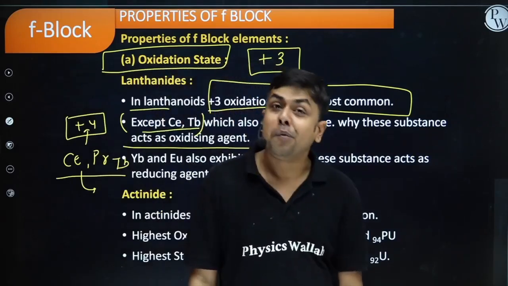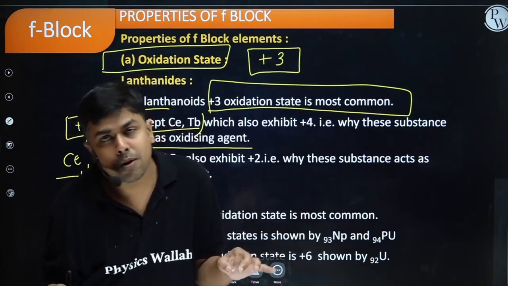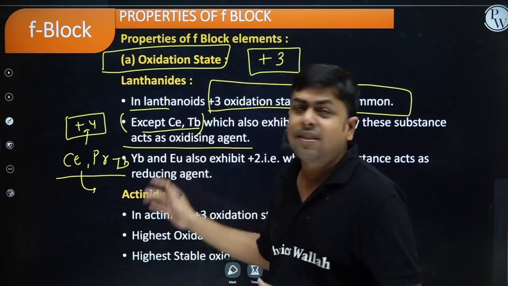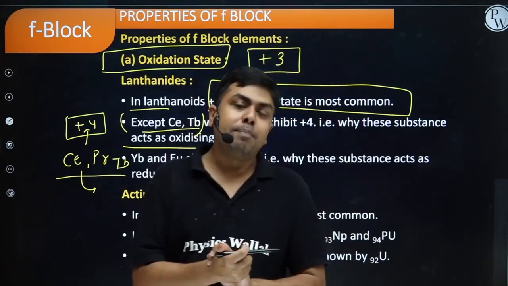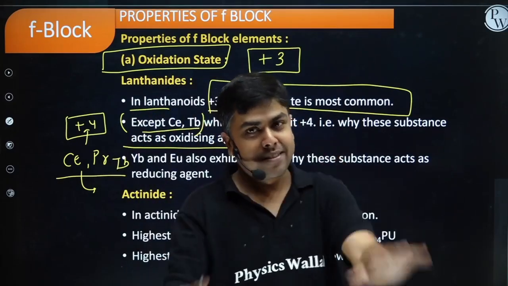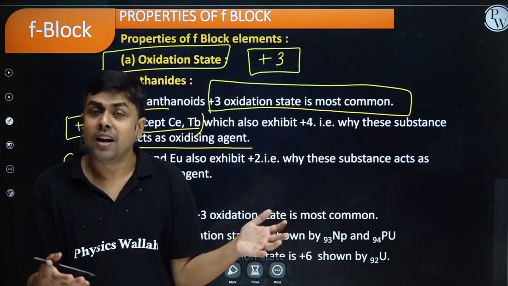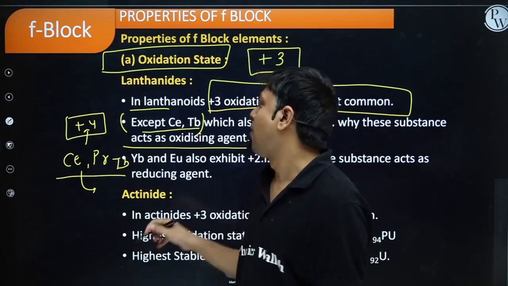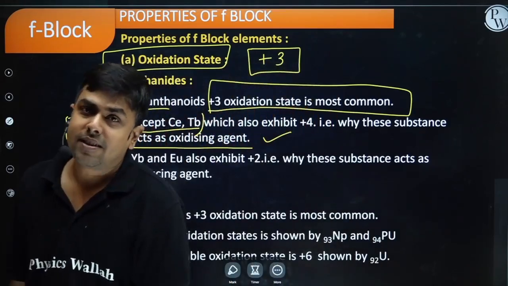Am I clear? Why? Because the most stable oxidation state of lanthanide elements is +3. These elements sometimes exhibit a +4 oxidation state. If it is in the +4 oxidation state, it will have a tendency to go to the +3 oxidation state. If they go to +3, obviously they will undergo reduction, and the species which undergo reduction are referred to as oxidizing agents. I hope this particular term is crystal clear.